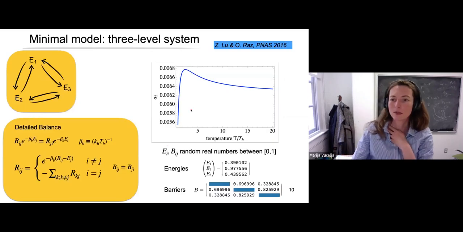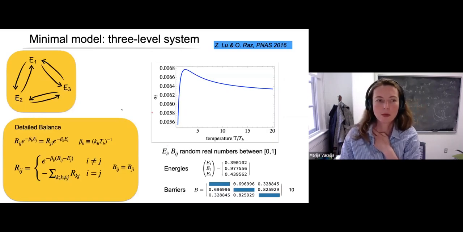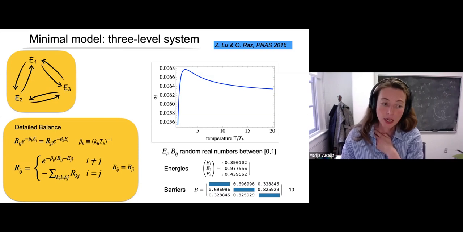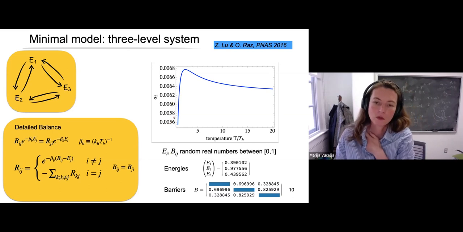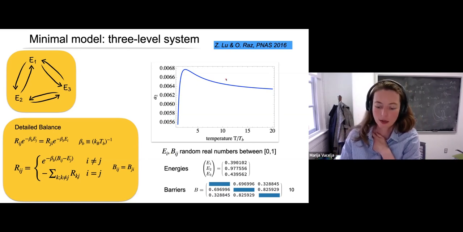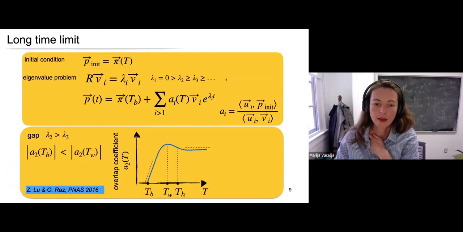Now, you can ask me, which system can do it? Something as simple as hopping between three states. Hopping between these three states with rates, don't mind these formulas, but this is detailed balance with rates such that I converge to the correct equilibrium. So I can find an amplitude which is non-monotonic, signaling that I have the effect.